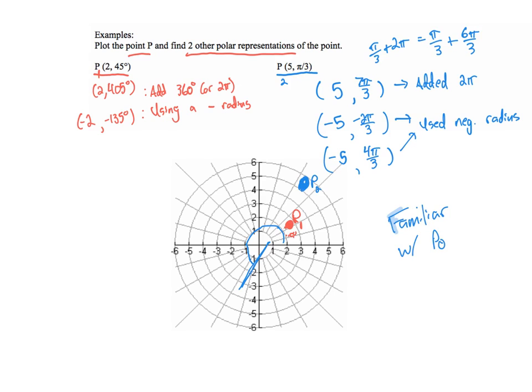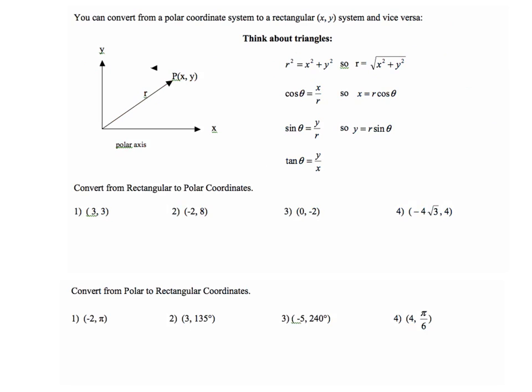That's what our goal was the last few minutes. And then the next part here, we will be converting polar coordinates. So why don't you just take some time to get familiar with these polar coordinates right now, and then you can check back in with the other things after that.